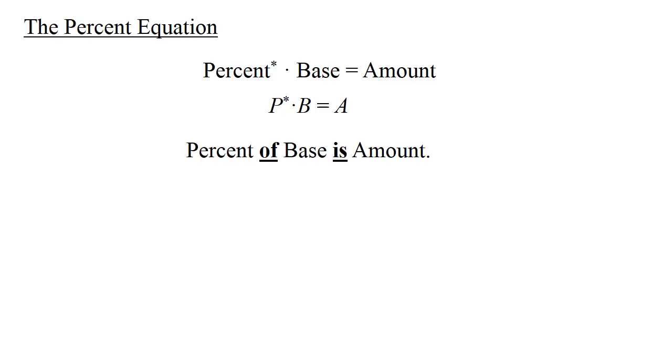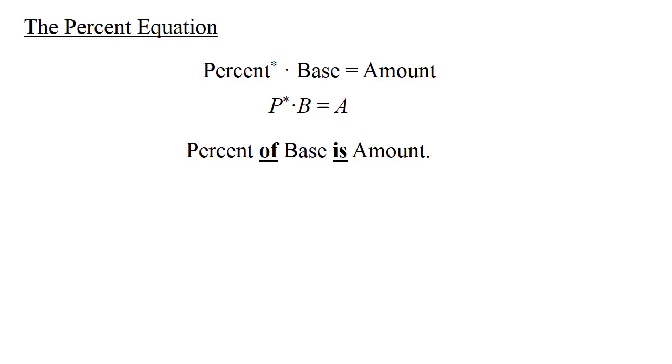Alright, so we're going to look at using the percent equation, and the percent equation looks like the following. Percent times base equals amount, or you can shorten that up into saying P times B equals A, and it's percent of the base is the amount. So when you hear the "of," that's referring to the base, and you always multiply the base times the percent. And then if you see the word "is," that's telling you where the equal sign is.